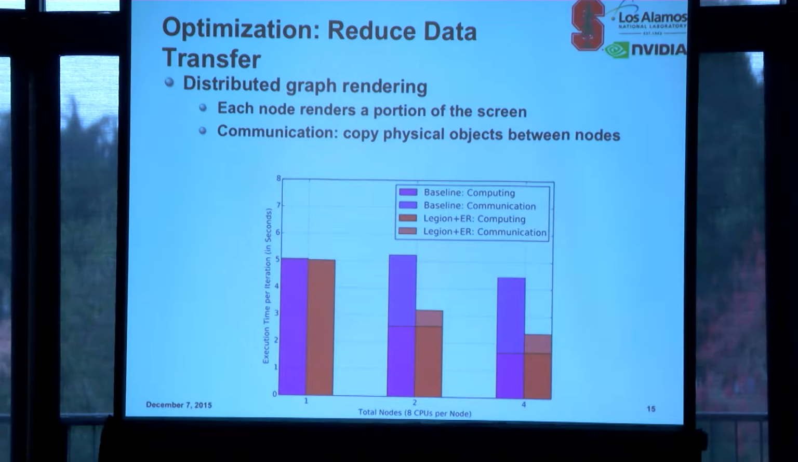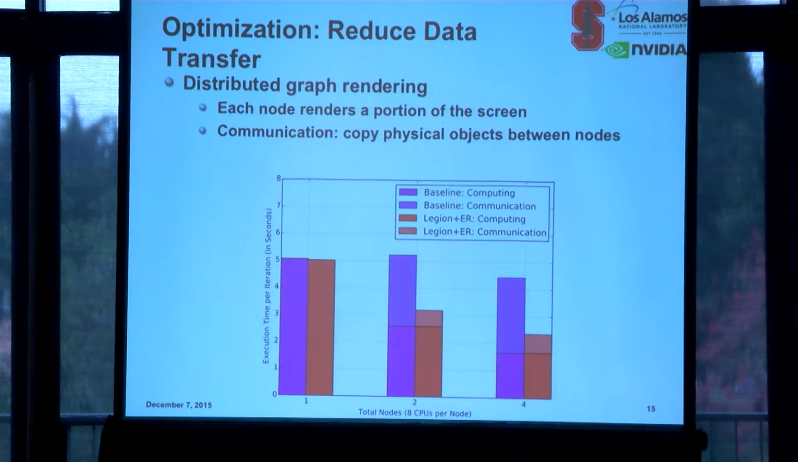So we have designed a distributed graph rendering application for evaluating the effectiveness of reducing data transfer. In the graph rendering application, each node renders a portion of the entire screen. As for the computations, the different nodes might need to copy the physical objects around between different nodes. The x-axis shows the number of different nodes, and as you can see, if we only have a single node, there's no communication.